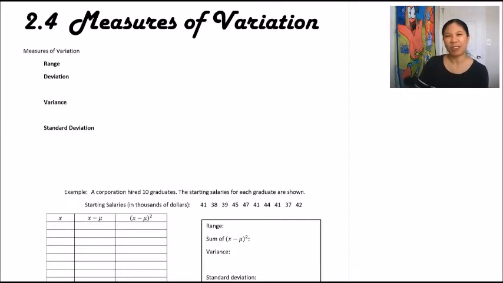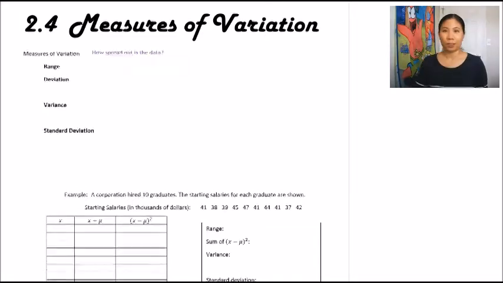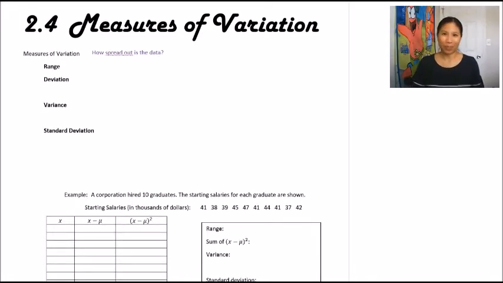So when we talk about variation, this is basically asking how spread out our data is. How much does our data vary? To describe how spread out our data is, we have several ways to do this. The first and easiest way to talk about how spread out our data is, is the range.